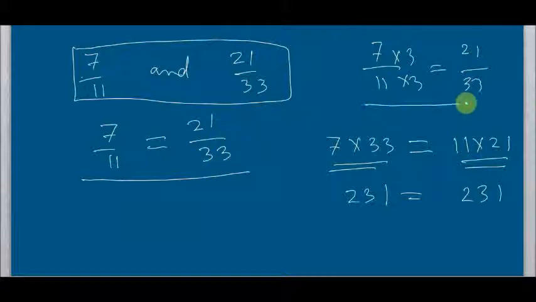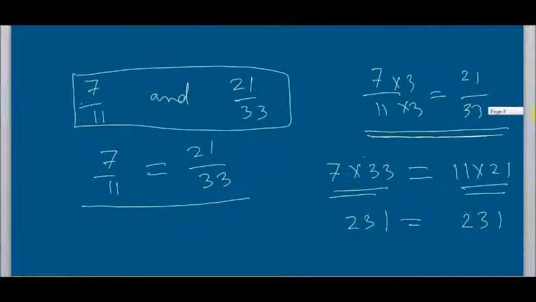One is by the common multiple method, what we got from the definition, and the second is simply cross multiplying the two fractions to find whether the two fractions are equivalent or not. Okay, you check it, and if you have any problem you can discuss.